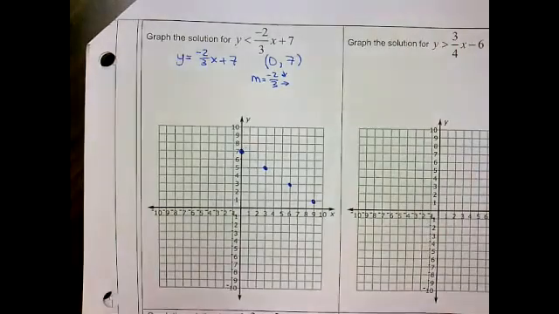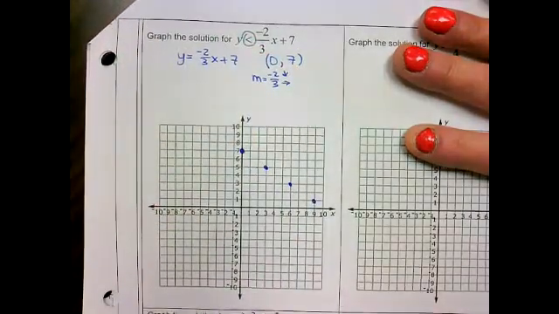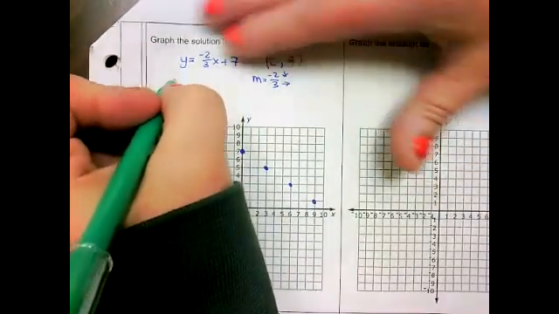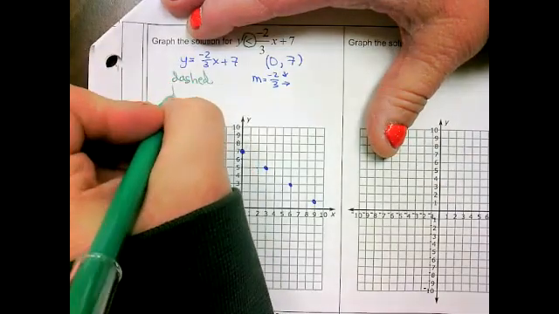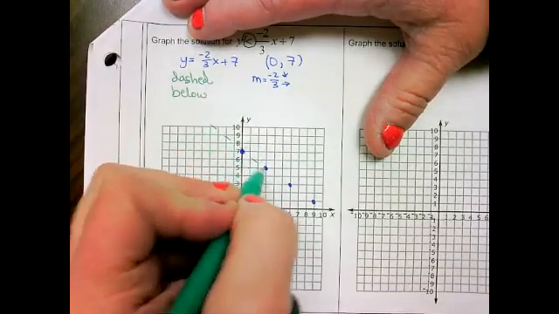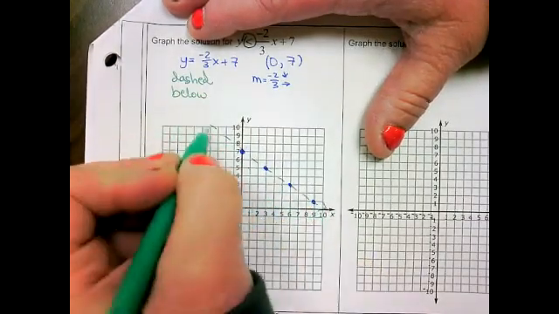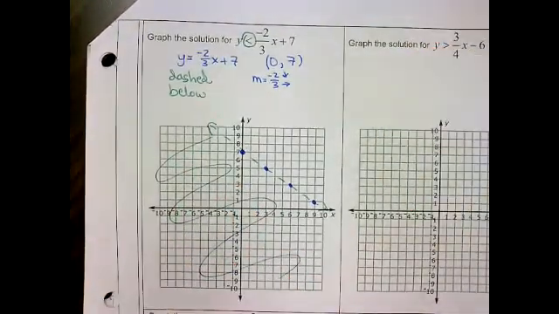Okay, but this is where our dashed or solid lines and our shading comes in. This is actually a y is less than, so that means that this is going to be a dashed line. And since it's less than, it's going to be shaded below the line. So I'm going to draw my line in here, dashed with arrows on both ends, and then I'm going to shade below it.